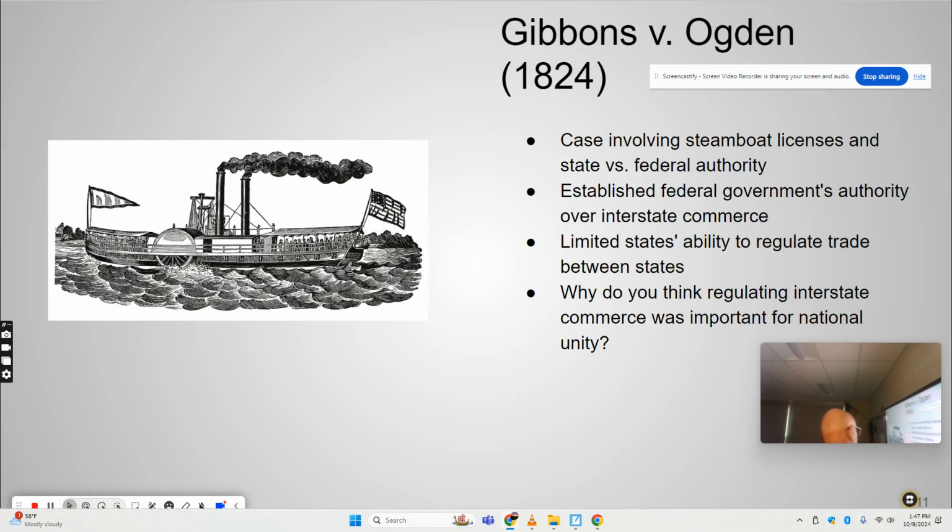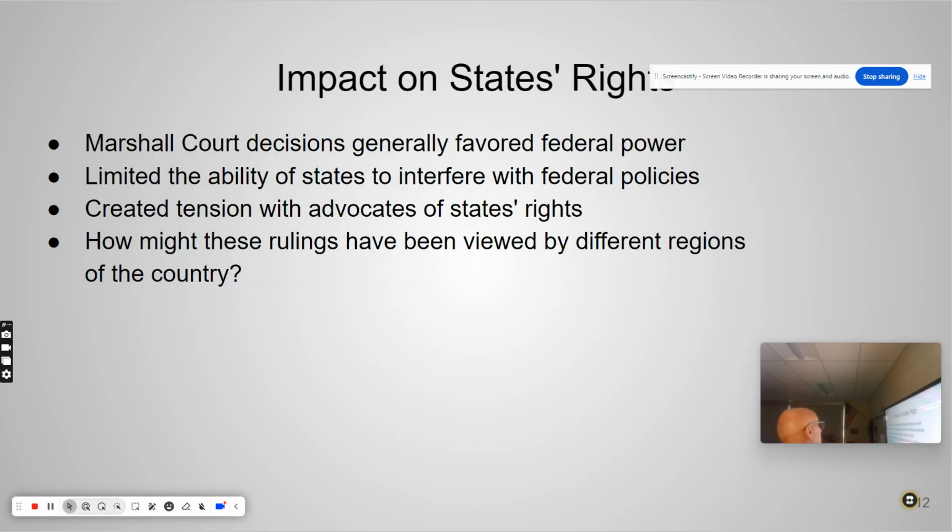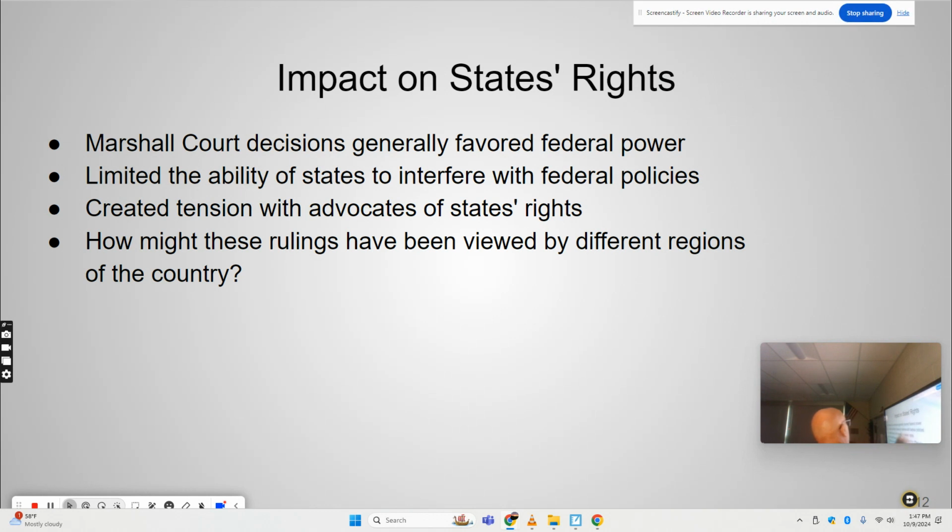Okay, let's go to the next one, please. Impact on states' rights. The Marshall Court, again, we're talking about the Marshall Court, how the judicial branch of government is going to become preeminent in the period after the War of 1812.